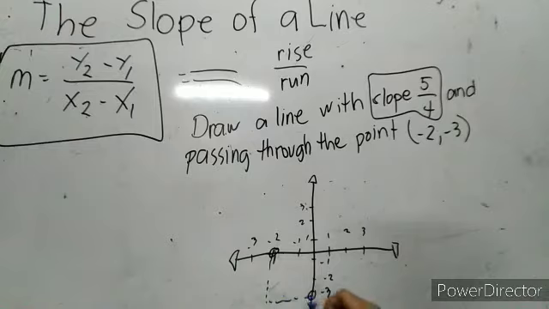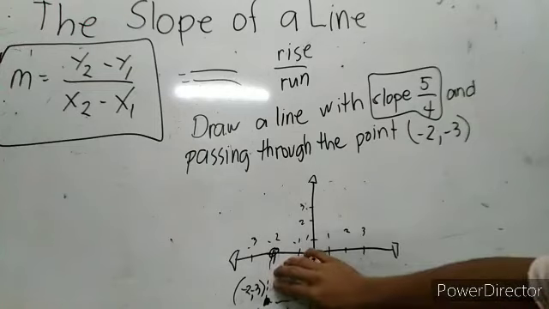Okay, so the coordinates of their point are this: negative 2 and negative 3, right? That is the point. So after that, we have the slope that was given, 5 over 4. Again, let us label it. This is negative 2 and negative 3. First we label our given points.